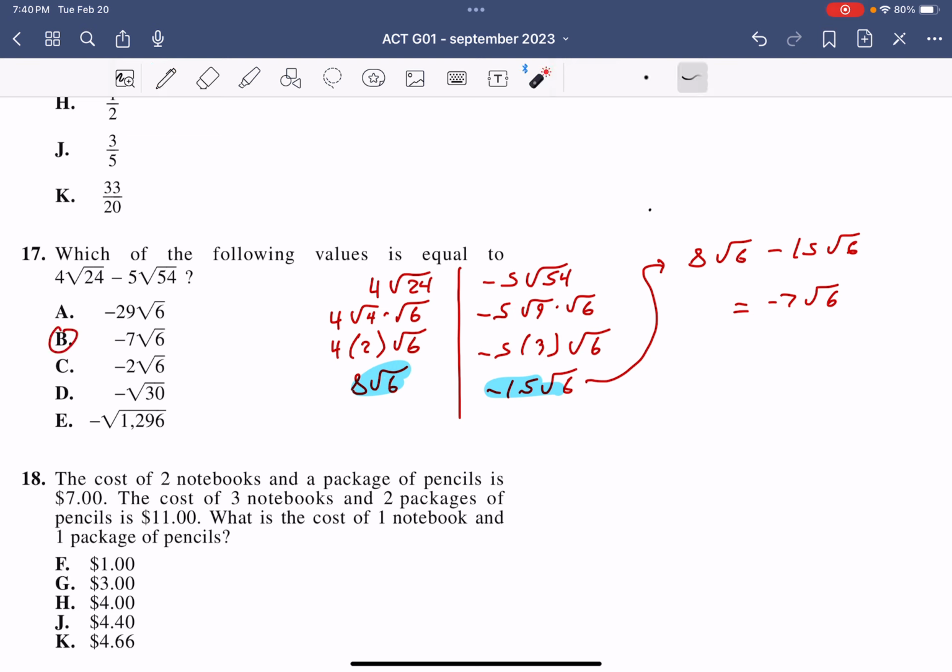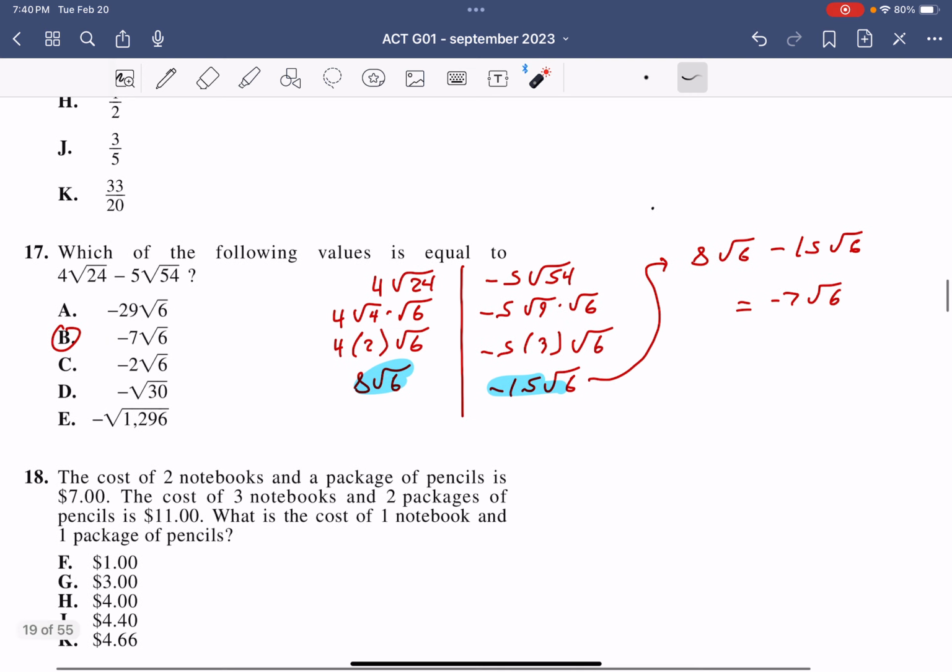I want to add one extra thing here. Some students will look at this and say, well, I don't understand why we can do this. The way to think about this is the radical 6, it is a number. It's just not a nice number. If we square root it, we get a never-ending decimal. That's why we leave it in this format, okay?